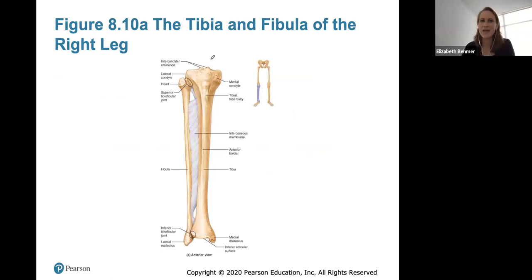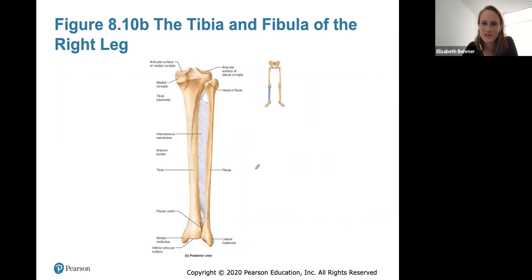So here's a look at the tibia and fibula. Again, tibial tuberosity, some important ones you should focus on. Medial malleolus is the inside ankle bone. Lateral malleolus is the outside ankle bone on the fibula. And a posterior view as well.